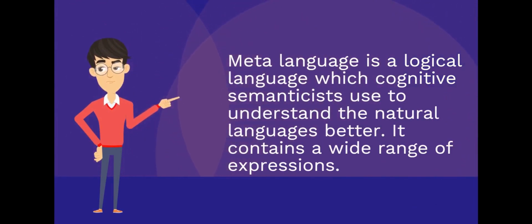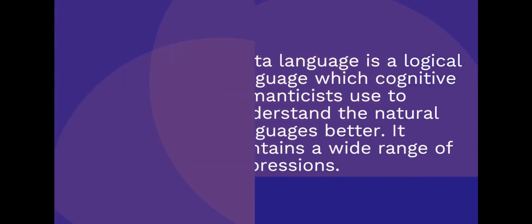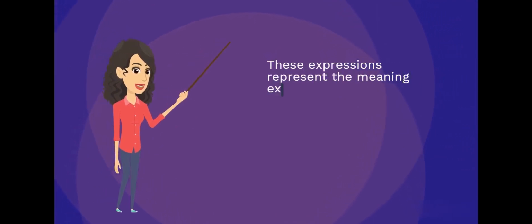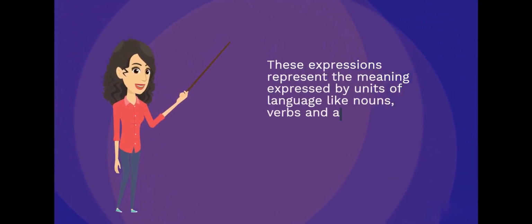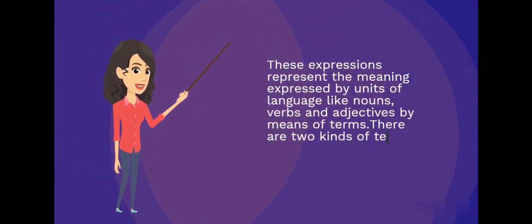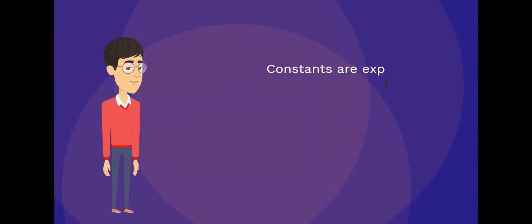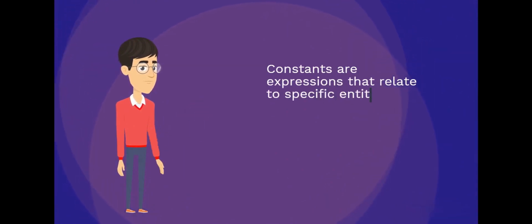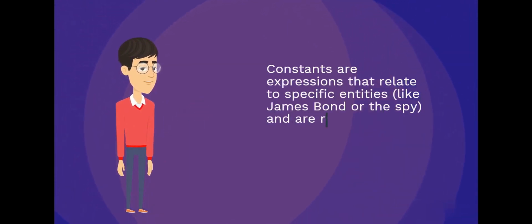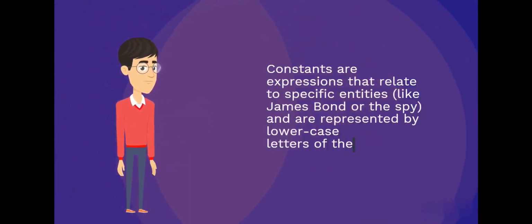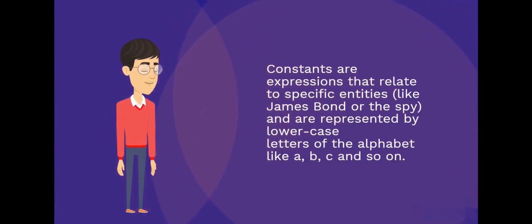It contains a wide range of expressions. These expressions represent the meaning expressed by units of language, like nouns, verbs, and adjectives, by means of terms. There are two kinds of terms: constants and predicates. Constants are expressions that relate to specific entities, like James Bond or the spy, and are represented by lowercase letters of the alphabet, like a, b, c, and so on.